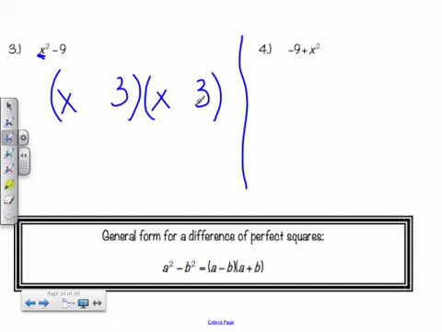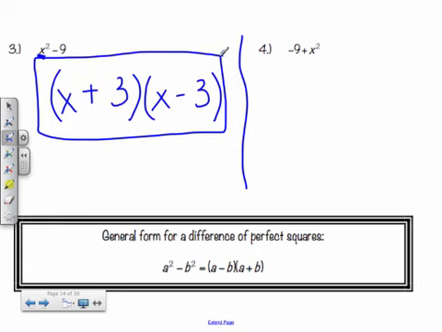But in order for this to turn into a binomial and for the outer and the inner terms to cancel each other out, this one has to be a positive 3, this has to be a negative 3, and it is factored by a difference of perfect squares. But let's double check to make sure that this is right. Remember, when you want to double check, you can just go through and distribute it to see if you end up getting the original problem.